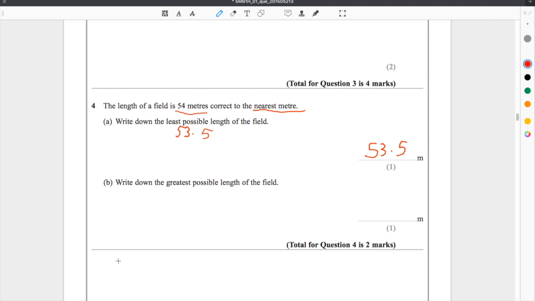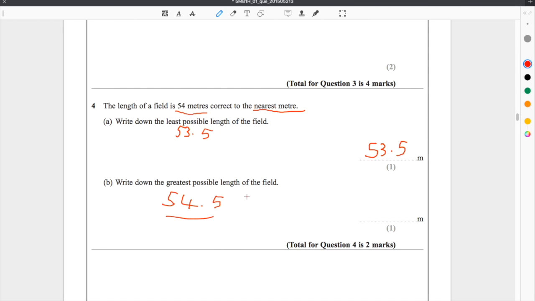Now part B says write down the greatest possible length of the field. Now this is slightly different, because what you might think is 54.5 can round up, because usually we round this up to 55. However, we have to recognise that that's only a convention. It's only that we usually round numbers up. Clearly this number is directly in between 54 and 55. So actually we could just as well round down as we could round up.